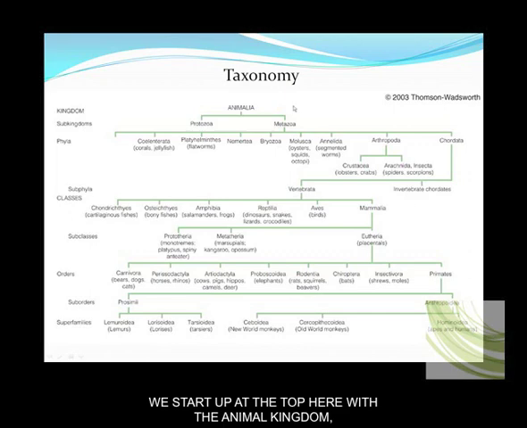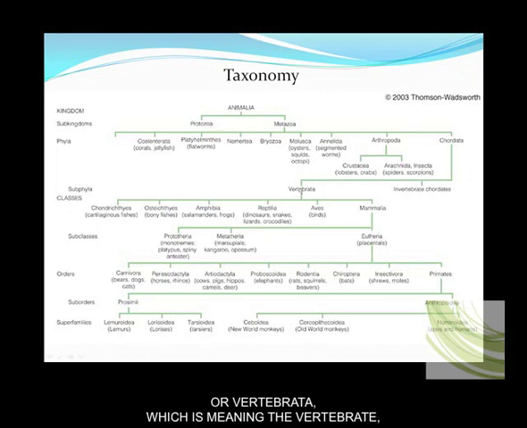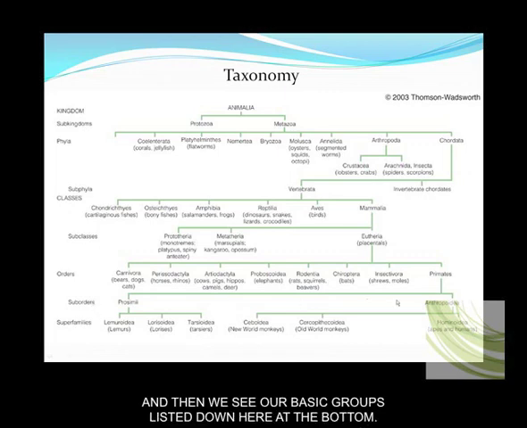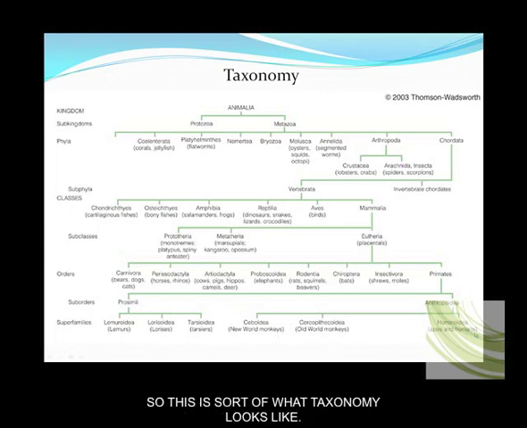We start up at the top here with the animal kingdom. We go into the chordate phylum, into the vertebrata, meaning vertebrate, subphylum, into the mammal class, the placental mammal subclass, the primate order, and then we see our two suborders, Anthropoidea and Prosimii. Now we also know that we are more looking at that in terms of haplorhines and strepsirrhines, but that's okay. And then we see our basic groups listed down here at the bottom. So this is sort of what taxonomy looks like.